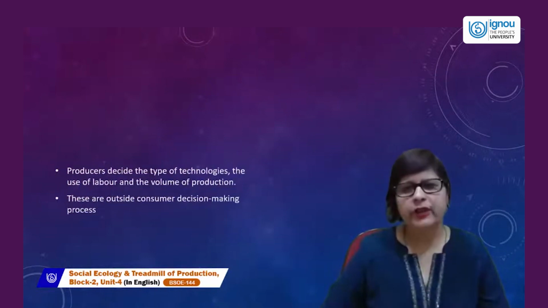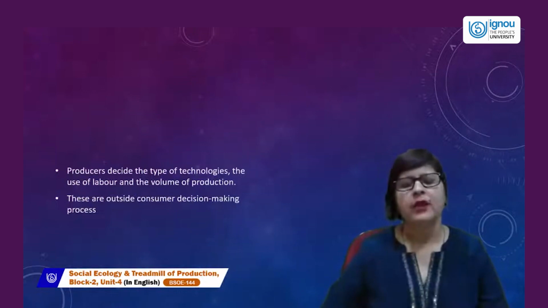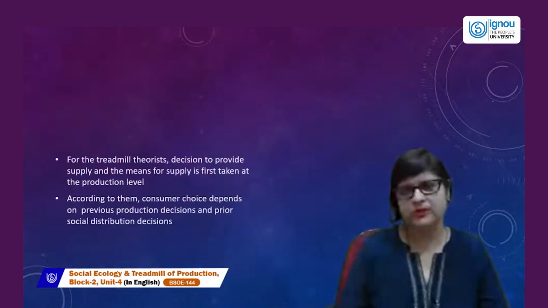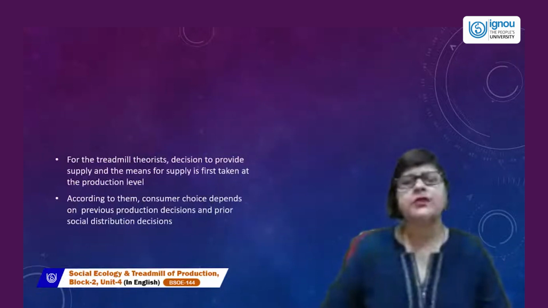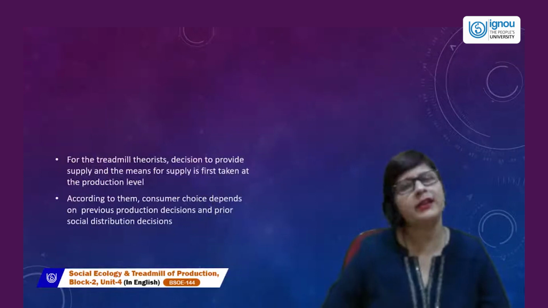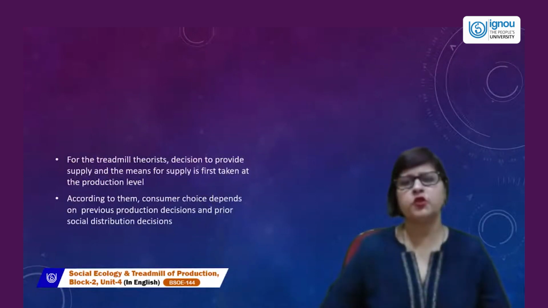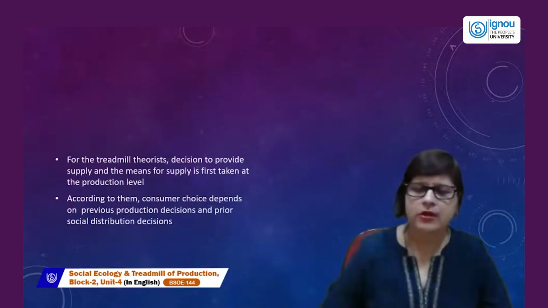Producer decides the type of the technologies, the use of the labor, and the volume of the production. These are the decision processes outside the consumer. Consumer cannot decide about the production process. For trade mill theorists, decisions to provide supply and means of supply are first taken at the producer level or at the production level. So, what to produce, how much to produce is decided by the producers, not by the consumers.